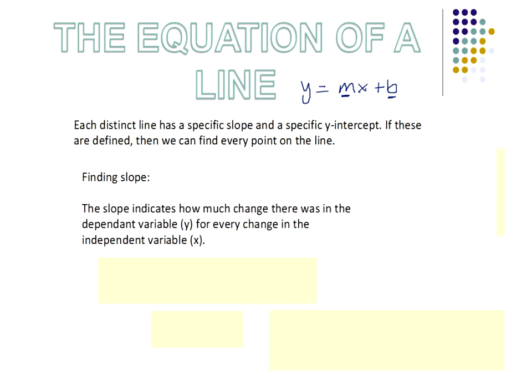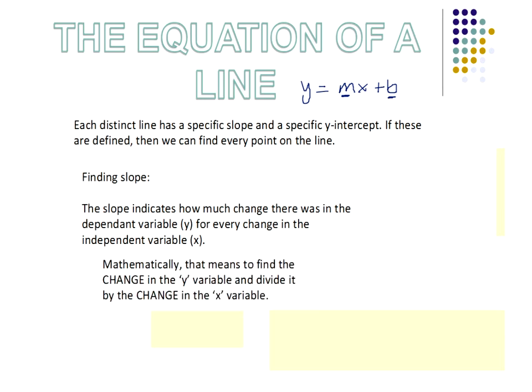So to find the slope, we're going to take the change in the dependent variable and divide it by the change in the independent variable. In other words, we're going to take delta y divided by delta x. And delta just means change in, so this is y2 minus y1 over x2 minus x1. This is your slope.